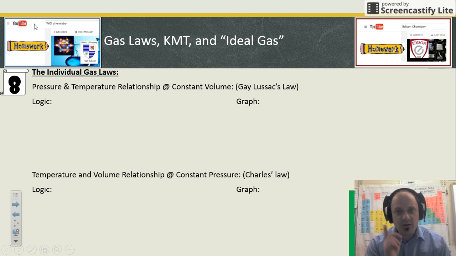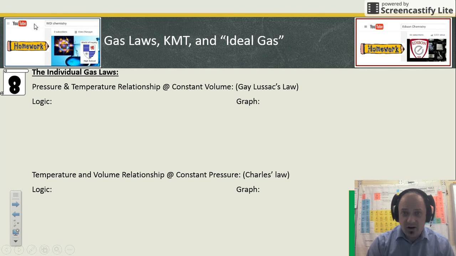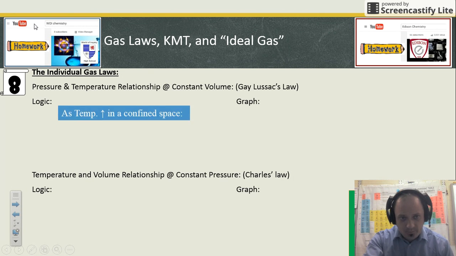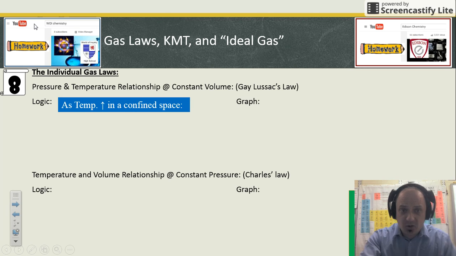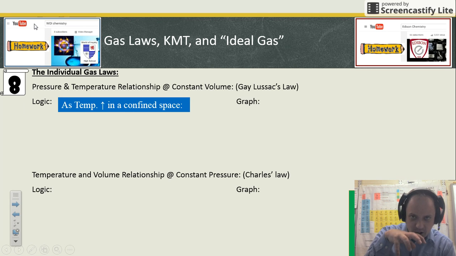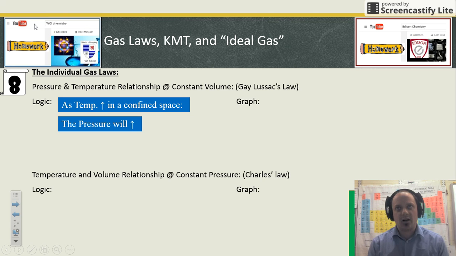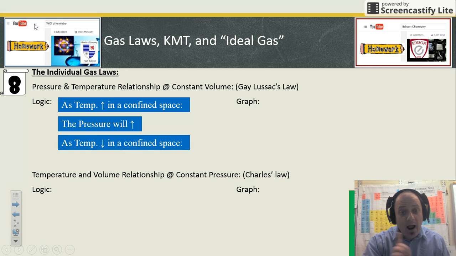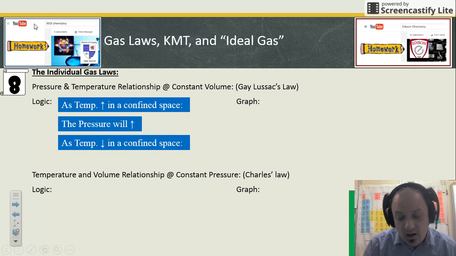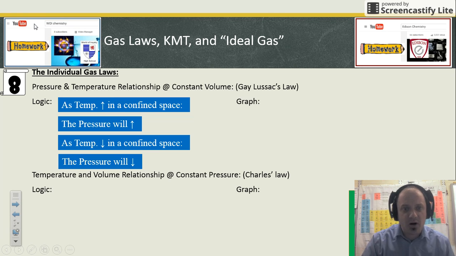Okay, so the individual gas laws, these were combined into what we call the combined gas law, but I want you to understand what the relationships are. Most of these are intuitive, and you might know them already, but you don't know their names. So the first law is Gay-Lussac's law. It says that as temperature increases in a confined space, like a sealed container, the pressure will increase if we're talking about a gas. Let's think about that. I've got a soda can, it's sealed up. If I heat it up, the pressure in there increases to the point where the soda can eventually explodes. Okay, it makes sense. The inverse is true, obviously, as well. So as the temperature drops, the pressure is going to drop as well.